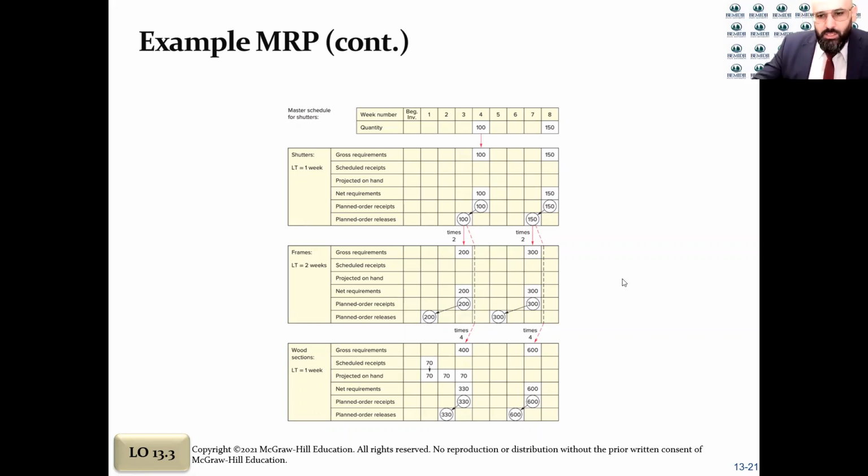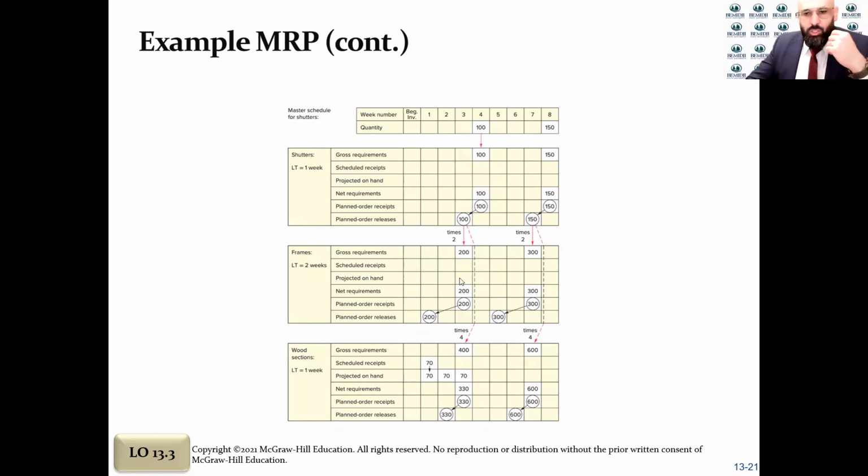Now for this 150 here that is needed on week 8, we know that because the shutter, the parent, will take 1 week, we start on week 7. Now moving into the frames, which are the children, will take us 2 weeks, and we need 2 of these. So 150 times 2, that would be 300 needed by week 7. Nothing in the inventory, so the net requirement is 300. In order to finish this on time, if we need them on week 7, we have to start on week 5 to work on them because there are 2 weeks of lead time.